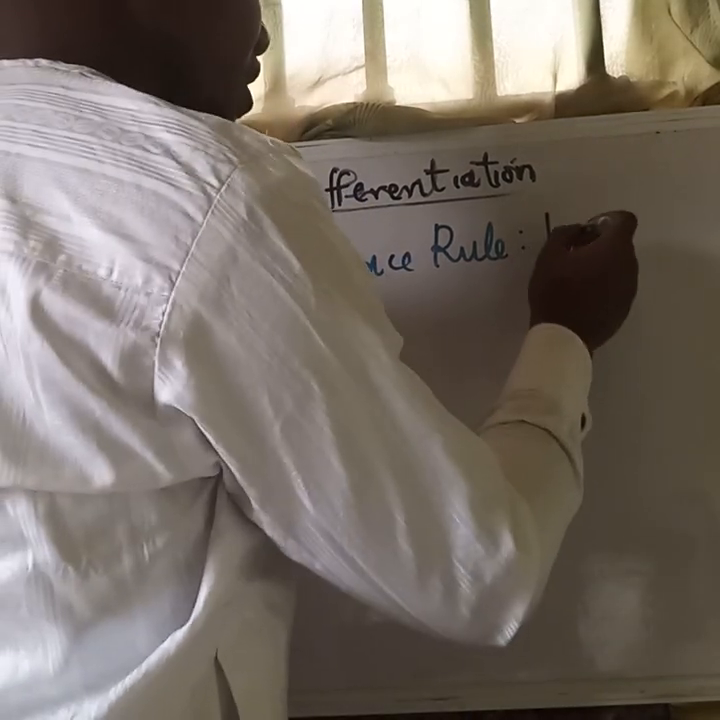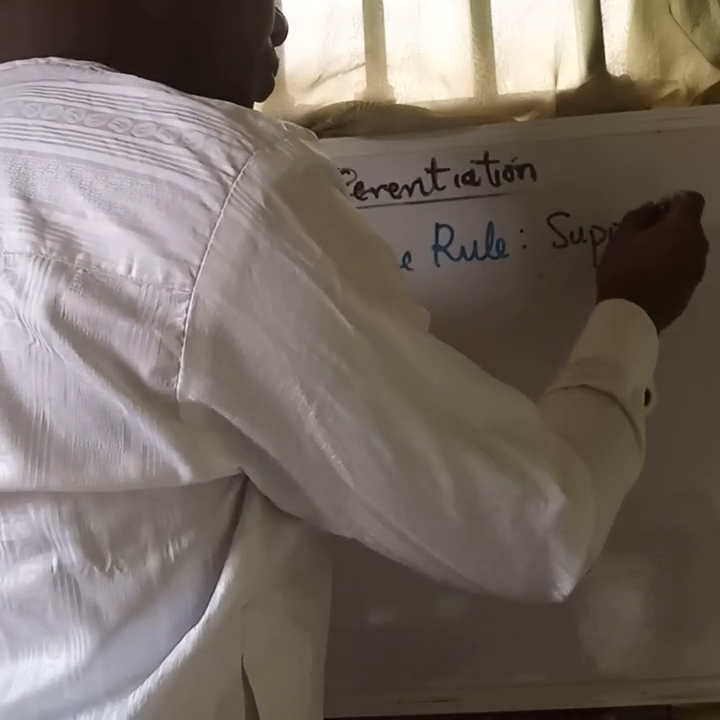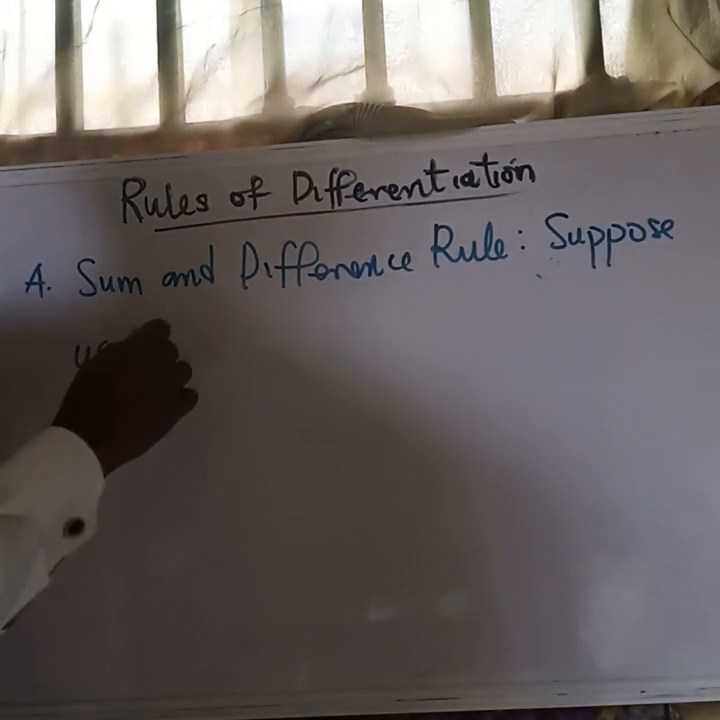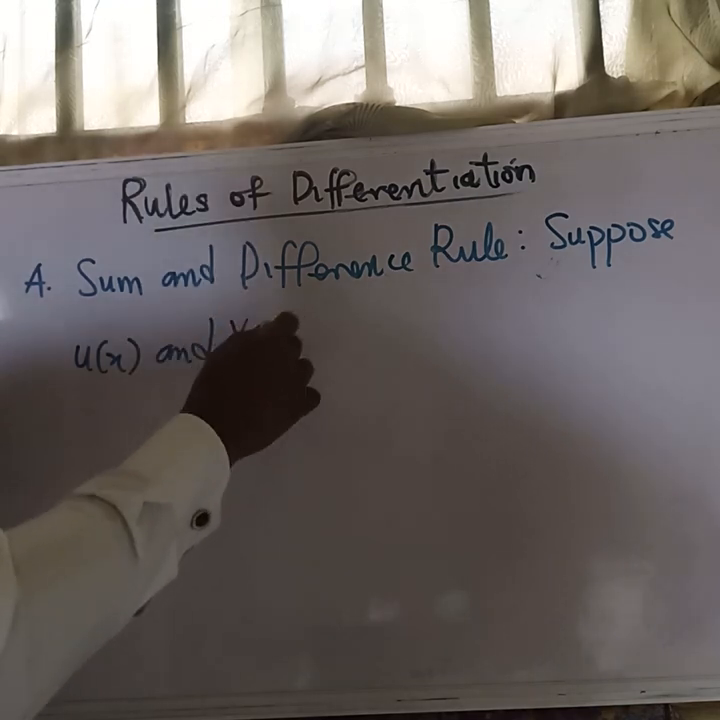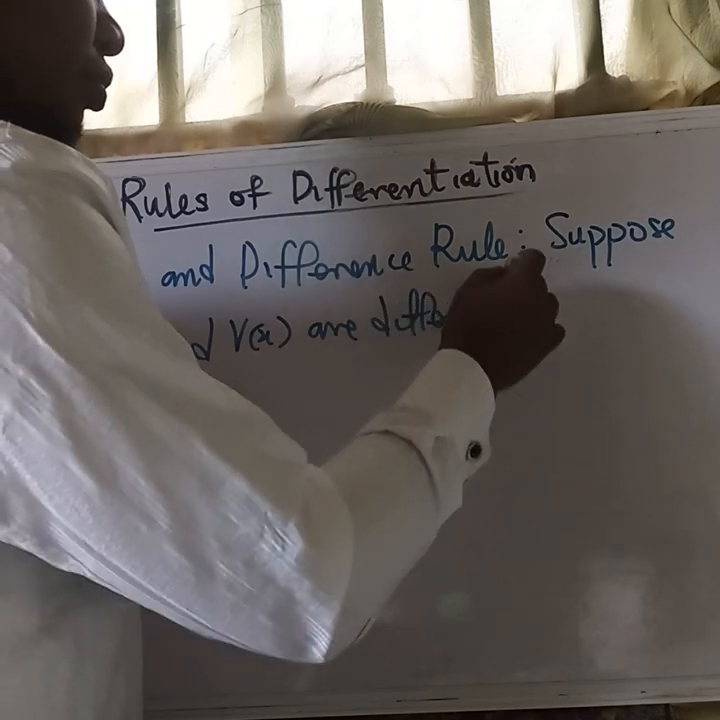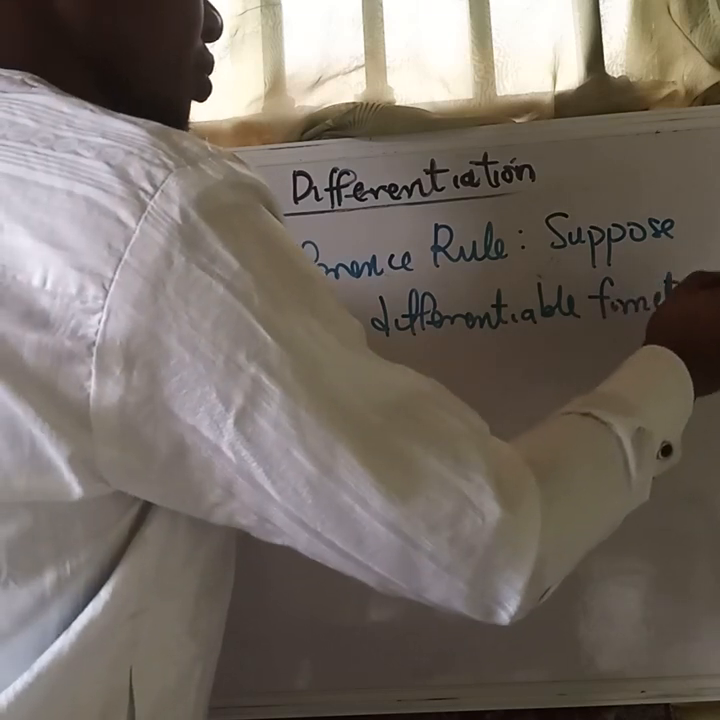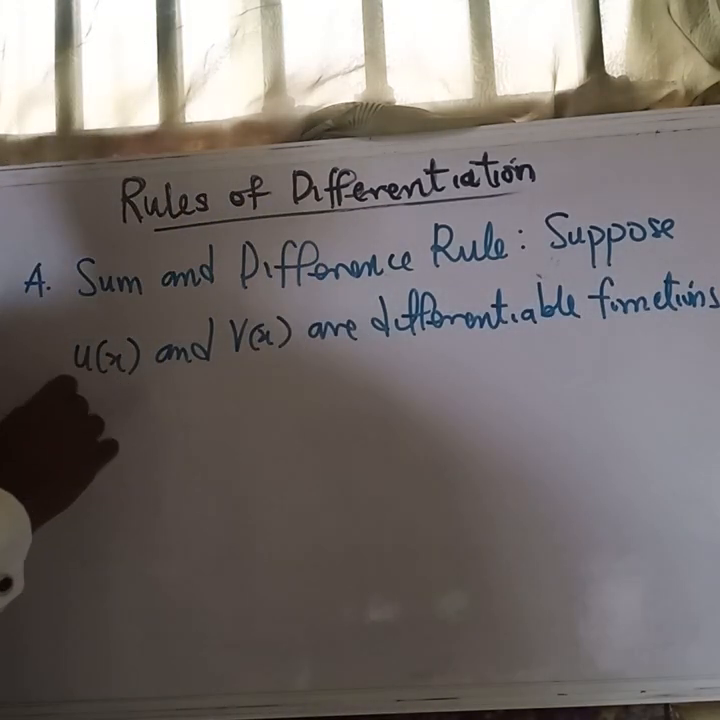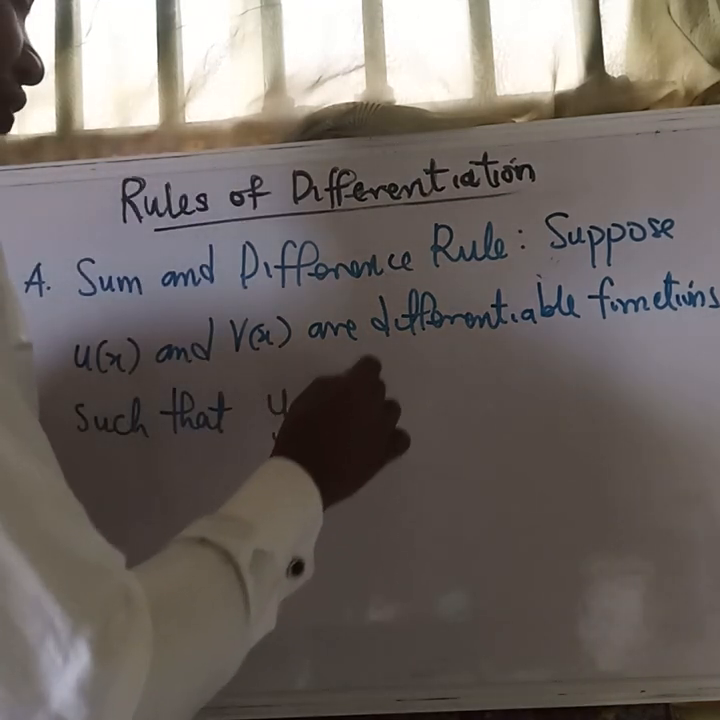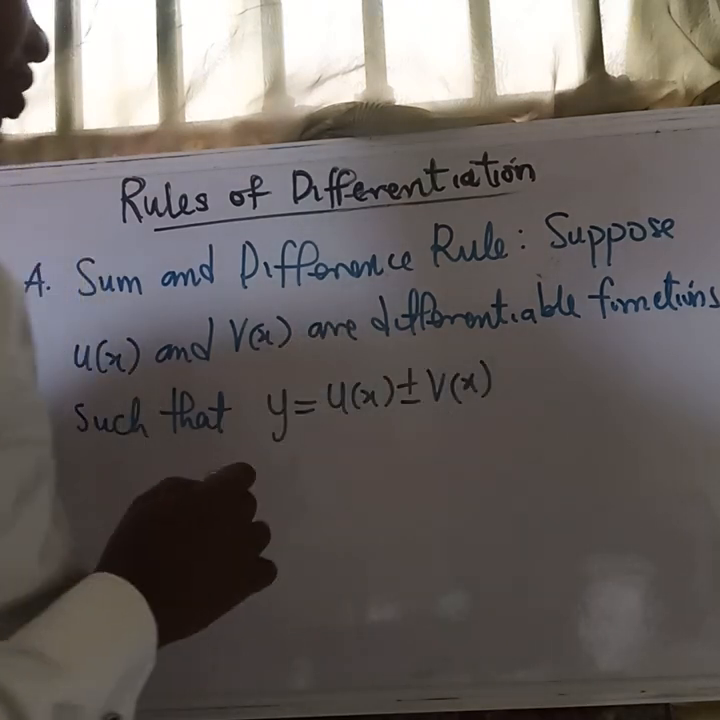Okay, so here we'll consider two functions. We say suppose u of x and v of x are differentiable functions such that y is equal to u of x plus or minus v of x.